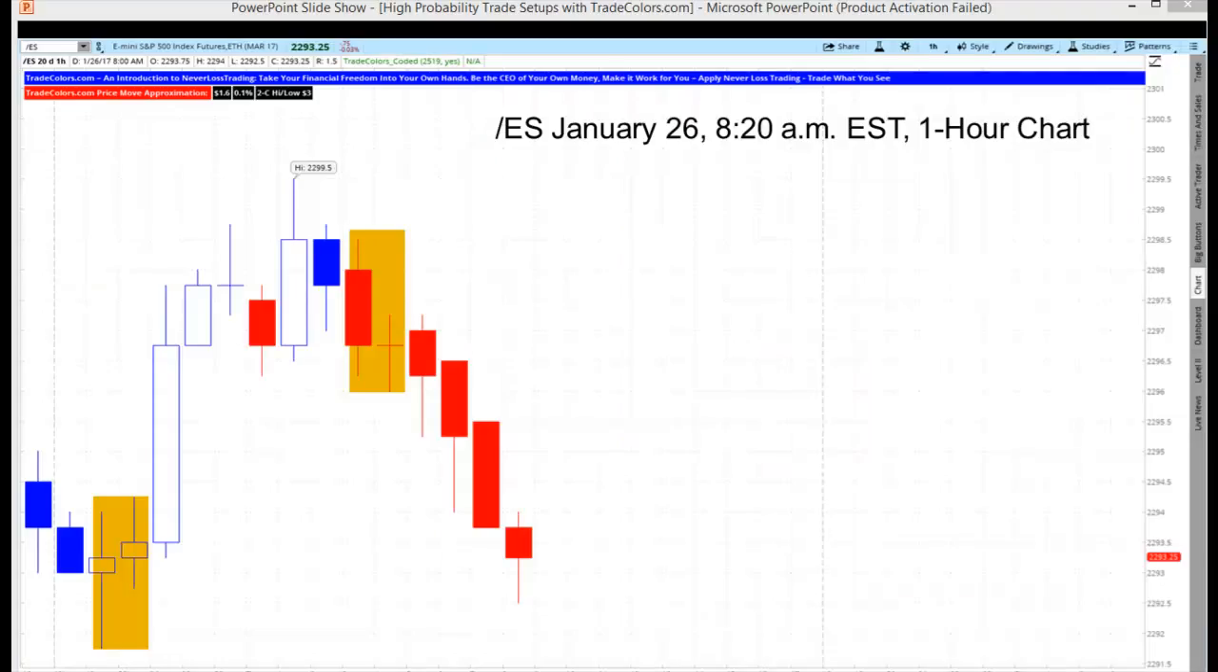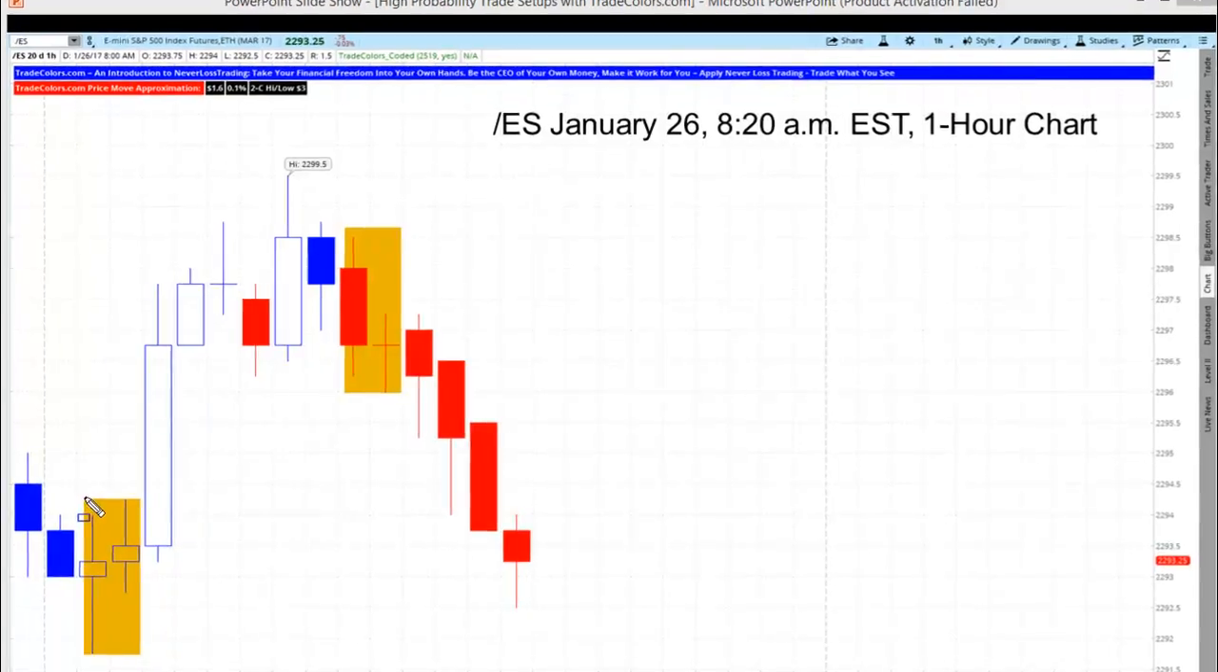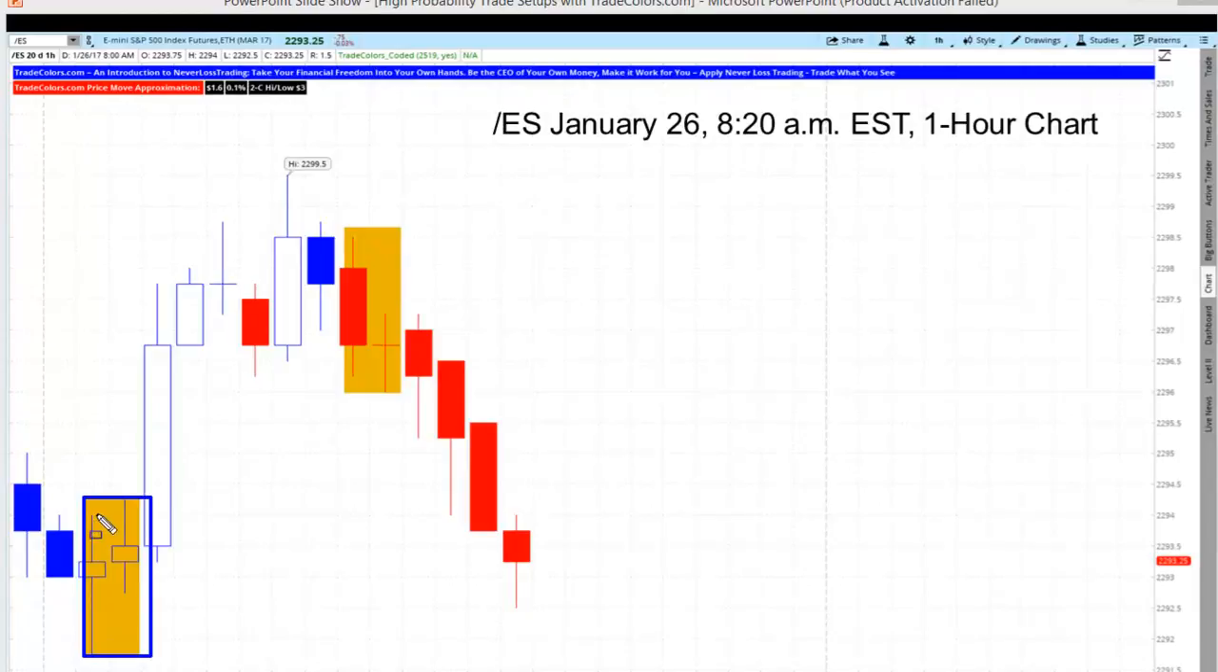Jumping over into a future, what you see here is a 1-hour chart for the ES. We captured those price moves on January 26th at 8:20 in the morning. So this is where we took the photo. And you see that morning we had two wonderful trade combinations, highlighted by those orange boxes. There is the trade setup. It got ticked in and continued.